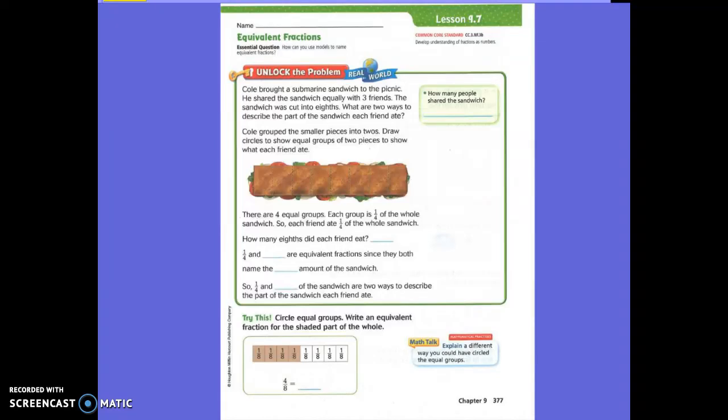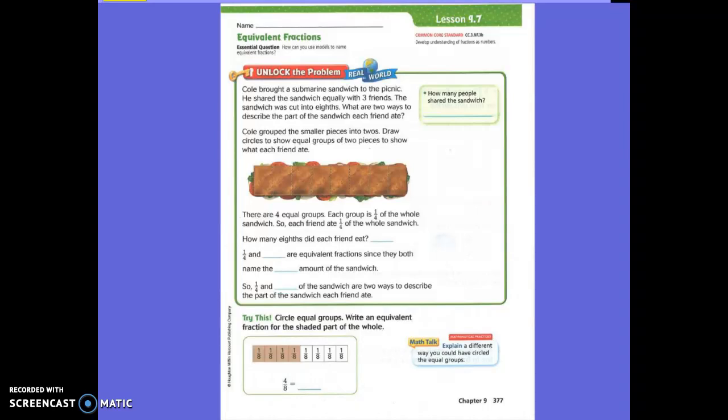Today we are going to generate equivalent fractions by using models. Let's read our first story problem. Cole brought a submarine sandwich to the picnic. He shared the sandwich equally with 3 friends. The sandwich was cut into 8. What are 2 ways to describe the part of the sandwich each friend ate?